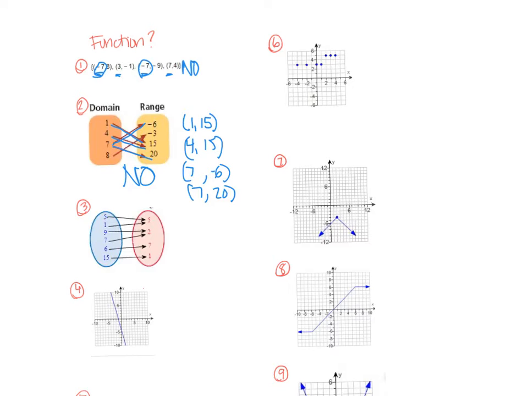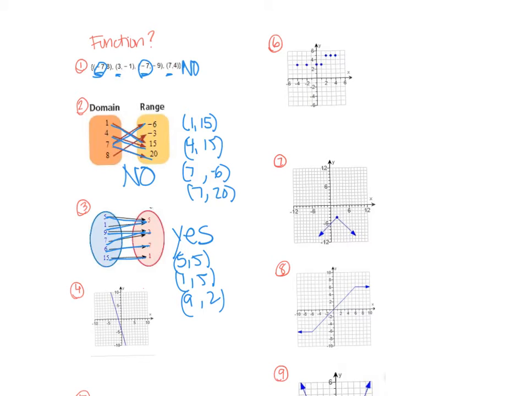Now you might get to the point where you look at number 3 and you're able to just say, well, look at 5, it's going to 15, 1's going to 5, 9's going to 2, 7's going to 2, 6's going to 7, 15's going to 1. There's no repeats, so yes, this is a function. Or if you wanted to, you could write out the ordered pairs. 5, 15, 1, 5, 9, 2, and so forth.